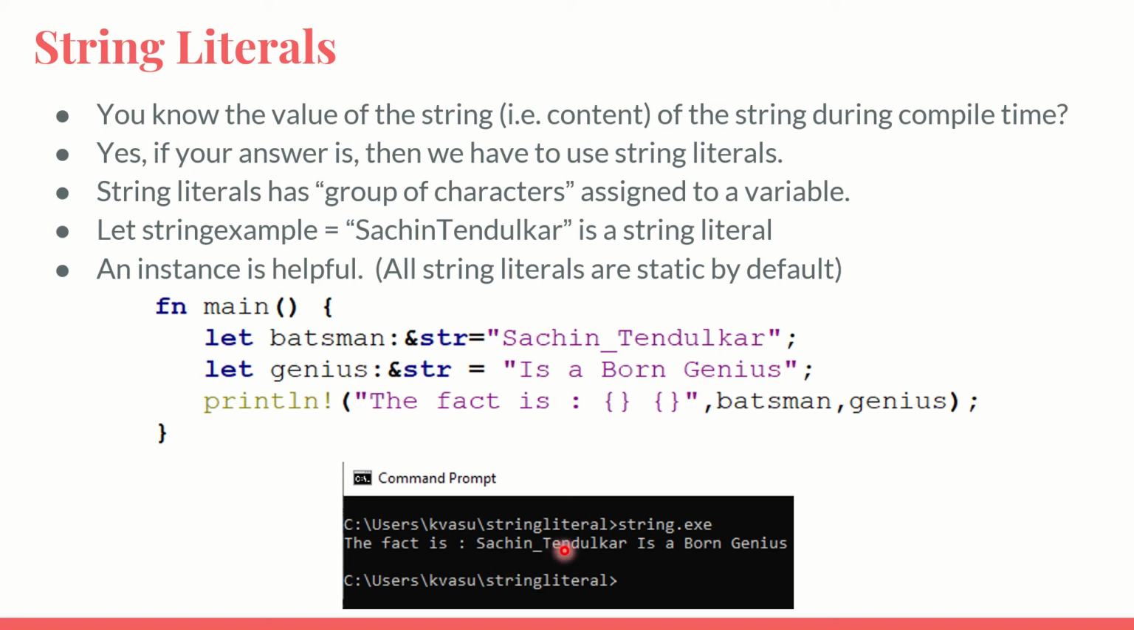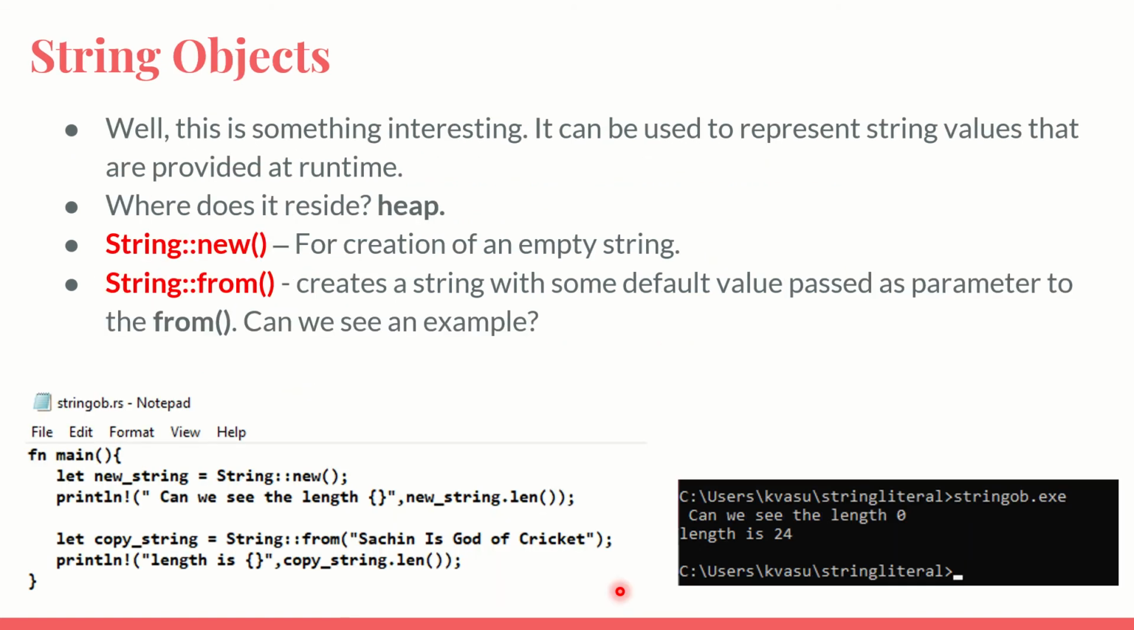Now when I compile it, I get string.exe, and when I run string.exe, I get Sachin Tendulkar is a born genius. That's all. You have the value during compile time. I call it string literal. That's it. Now what is string object?